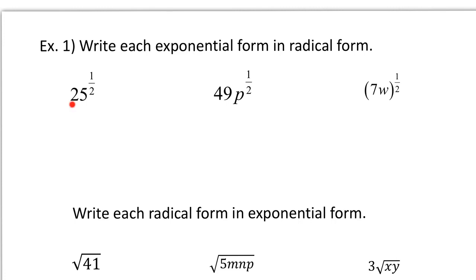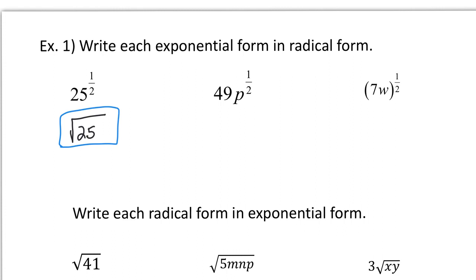So if we look at the first one, we have 25 to the 1/2 power. All you have to do is, first, you take the square root. So the 1/2 turns into a radical, so that is the square root. I don't need the little 2 outside because by default, there's an imaginary invisible 2 there, so you don't need to put it. And you put the number 25 inside of the radical. So 25 to the 1/2 power is the square root of 25. Again, the answer is 5, the square root of 25, but you don't need to find the answer here. You just want to write it in radical form.